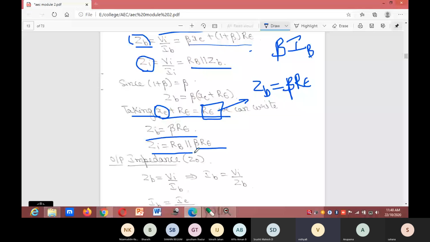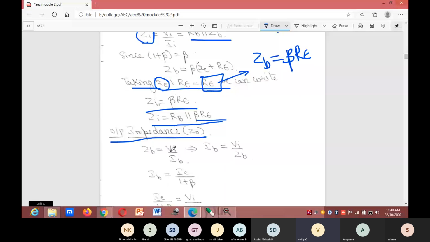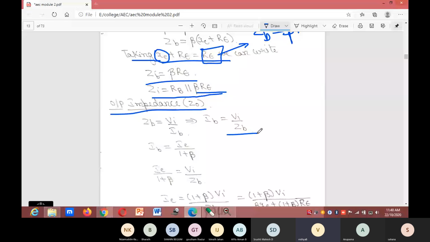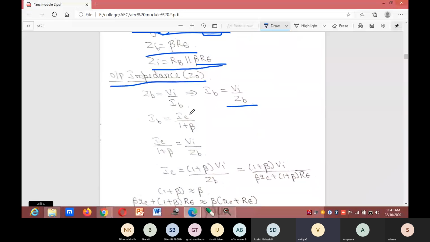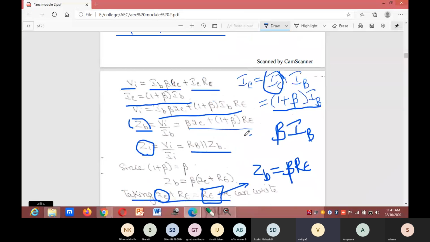Output impedance Z0. First, ZB is equal to Vi divided by IB, so IB is equal to Vi divided by ZB. IB value is IE divided by 1 plus beta. From this equation, we have taken IB as IE divided by 1 plus beta.